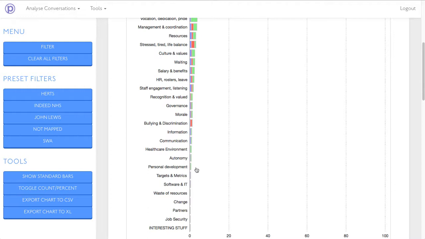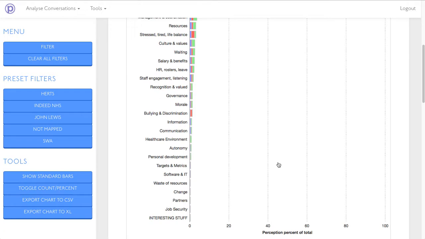Wasted resources. This is where people are noticing things are getting wasted. Anything where waste is mentioned in any way. Change. This is about, is there too much change in this organisation? Not enough change, it's difficult to change, won't change, that sort of thing. Partners. This is specifically for Waitrose customers, where people are mentioning partners.